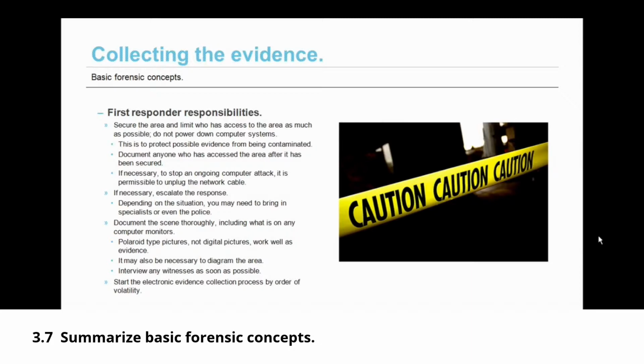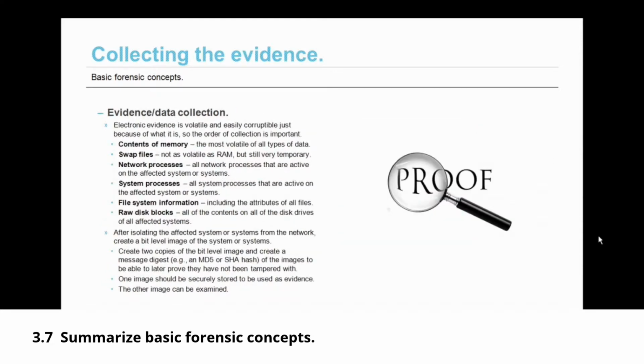If photographs are taken, they should be done with a Polaroid type camera and film, not with digital pictures. It's harder to manipulate a Polaroid and therefore it's more believable than a digital image. It may also be necessary to diagram, to draw out the area. Also, interview any witnesses as soon as possible, before their memory starts to degrade or before they begin to collaborate on what story to tell. Also, the electronic evidence collection process needs to begin as soon as possible, and it needs to be collected by order of volatility. So let's talk about the evidence and data collection process.